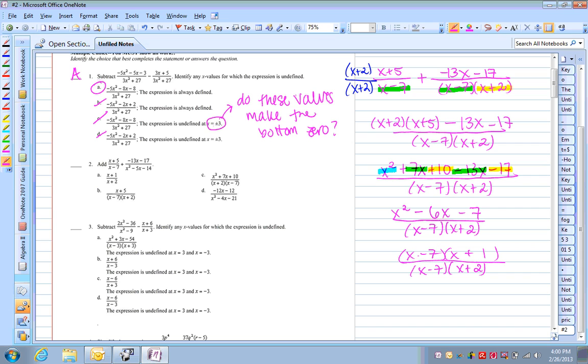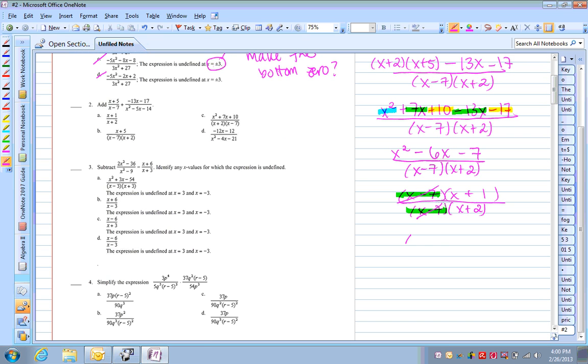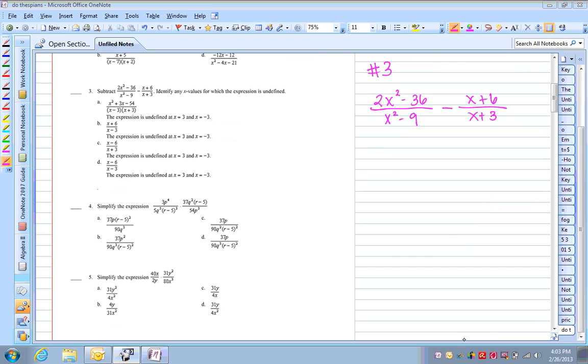I realize that I have an x minus 7 on top and on the bottom, so I can go ahead and scratch those out. And all I'm left with is x plus 1 over x plus 2. And A is going to be my answer choice. That is the answer choice that is given. Okay, let's move on to number 3.